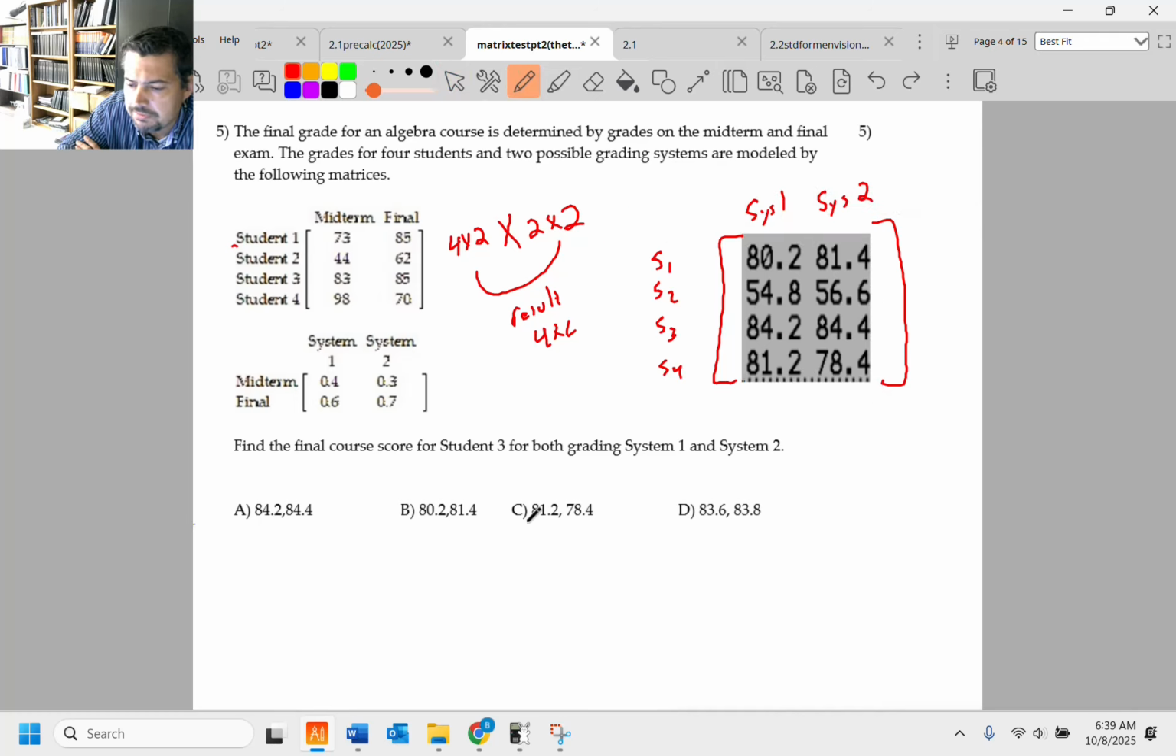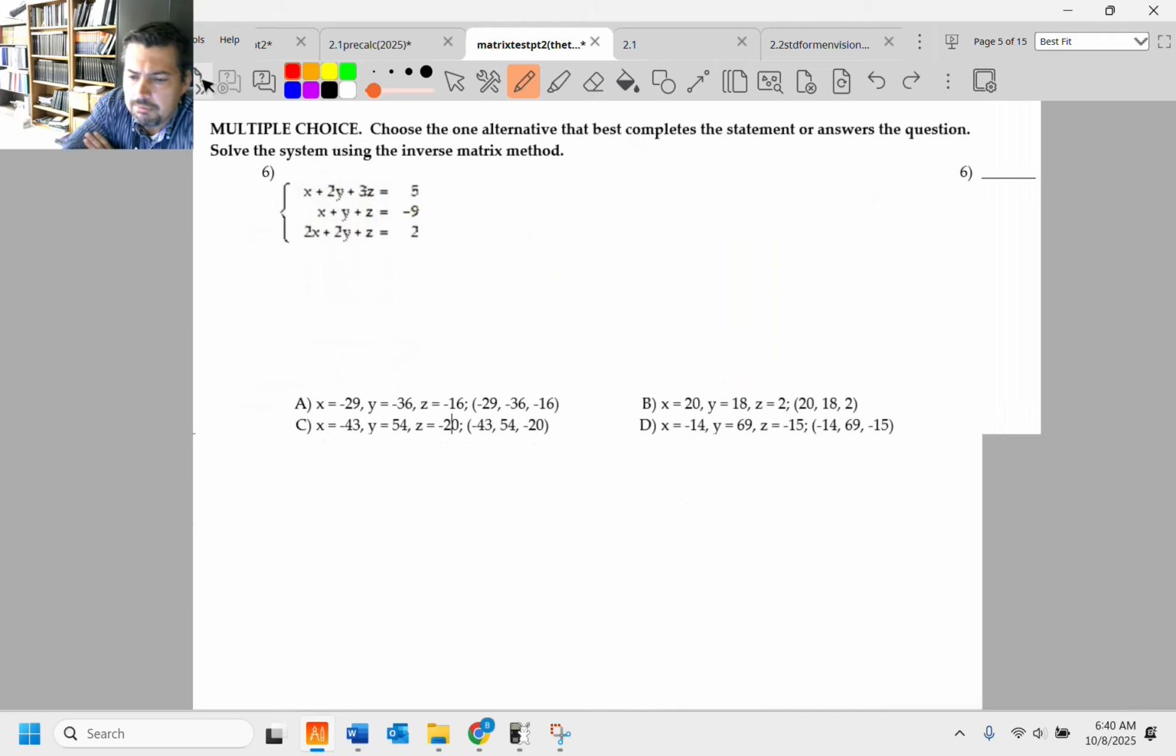Anyways, student 3 is the one I'm interested in. And it looks like this version's multiple choice, but student 3 right here, 84.2, 84.4. This might be an older version of that test. Moving forward, choose the one alternative that best completes the statement or answers the question. Solve the system using the inverse matrix method.